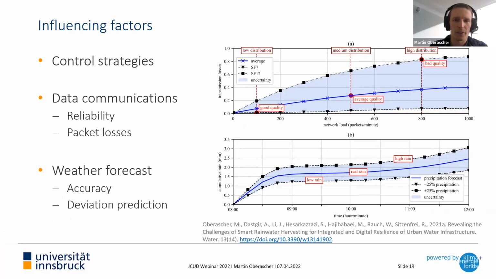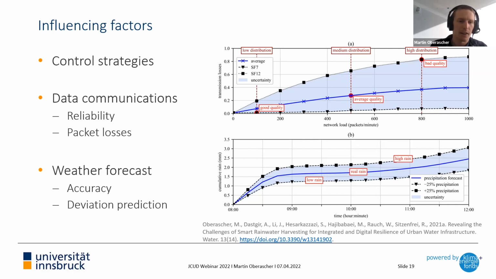So when thinking about the smart rain barrels, we identified two components. The first is the reliability of data communications. For the smart rain barrels, we use LoRa, which operates in the public frequency range, and the transmission losses depend on the network loads. So we have three scenarios. The first one is with low package losses. The second one is with average package losses. And the third one is with high package losses.